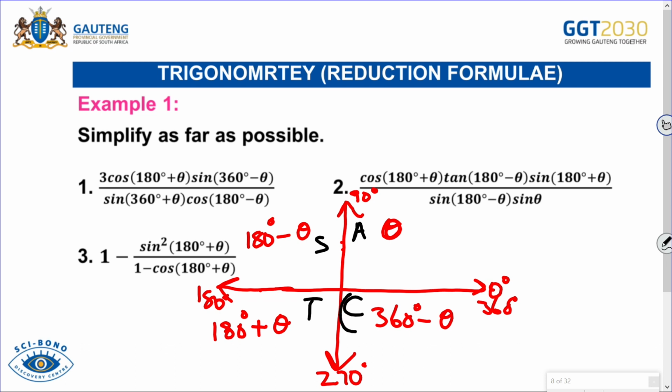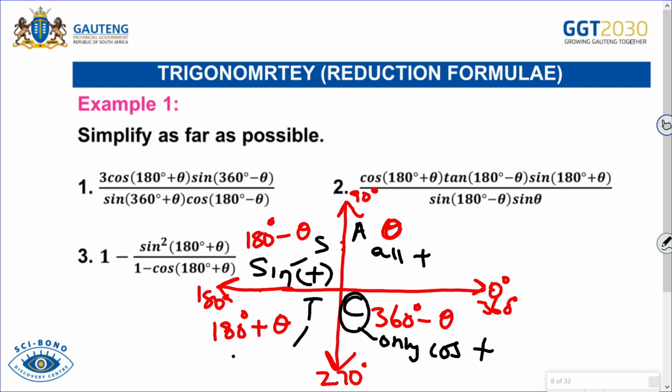Remember, this means that only cos is positive in this quadrant. In this quadrant, all of them are positive. In this quadrant, only sine is positive. And in this quadrant, only tan is going to be positive. So before you can even try and solve your reduction formulas, you must have this in mind.